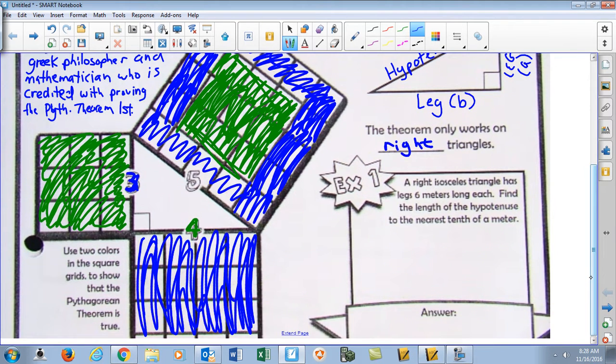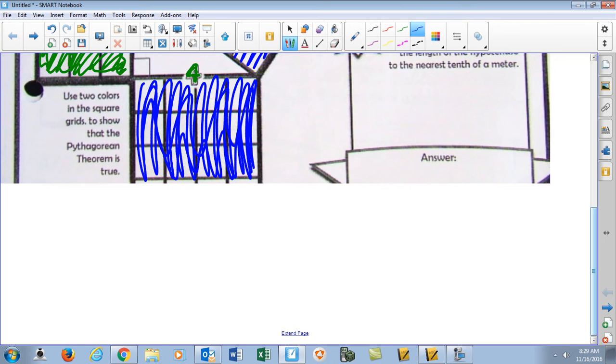And if you want to color, like in example 1, you can see she's colored it in and made the words a different color, just getting it to stand out. It says, a right isosceles triangle has legs 6 meters long. Find the length of the hypotenuse to the nearest tenth of a meter. So by using the formula, I'm going to bump this up a little bit so you guys in the back can see, and I'll scroll it up.